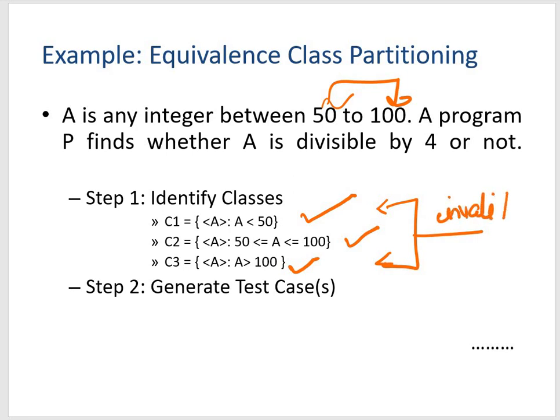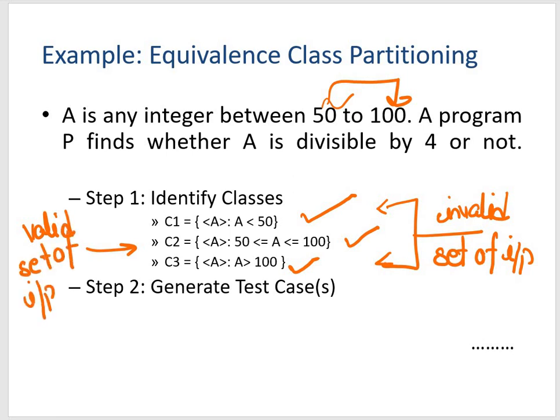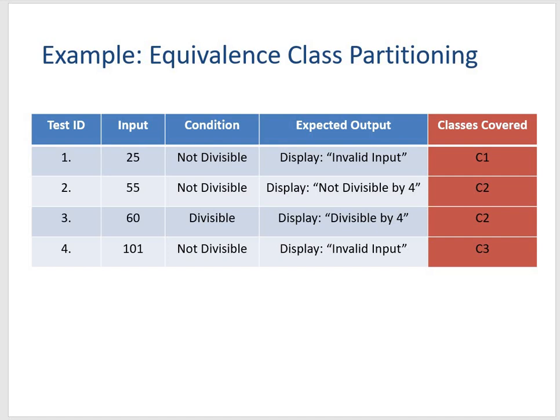So what we have done is we have identified a set of classes. 3 classes are there. One is less than 50, another one is in between 50 to 100, another one is greater than 100. So these two are from the invalid set of inputs, as you can clearly identify, whereas this one is from the valid set of inputs.